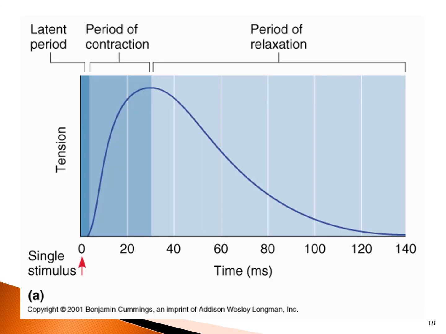Okay. So this just shows you an example of what we just talked about. So again, we start with a stimulus. We have a latent period, which again will be very short for our fast twitch fibers, and a little bit longer for our slow twitch fibers. Then we have that period of contraction, followed by a period of relaxation where we return back to our resting state.